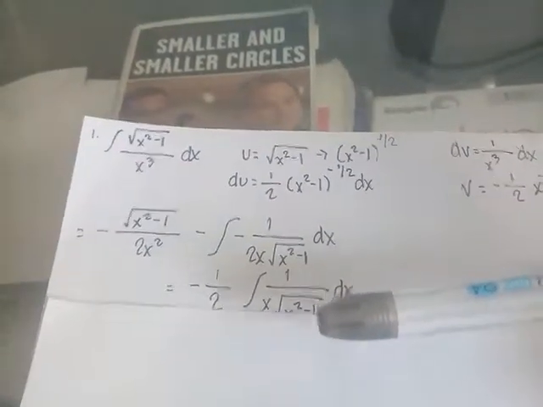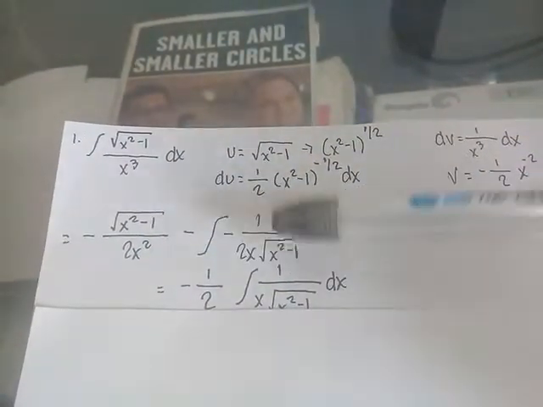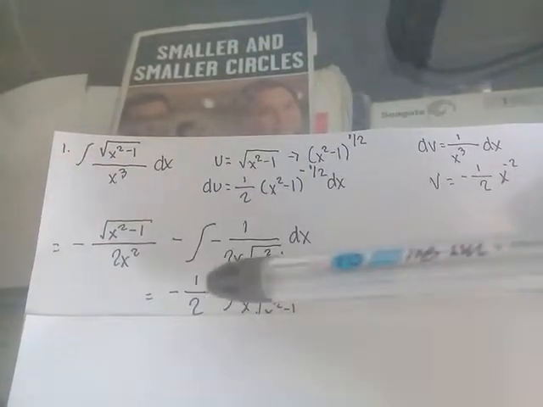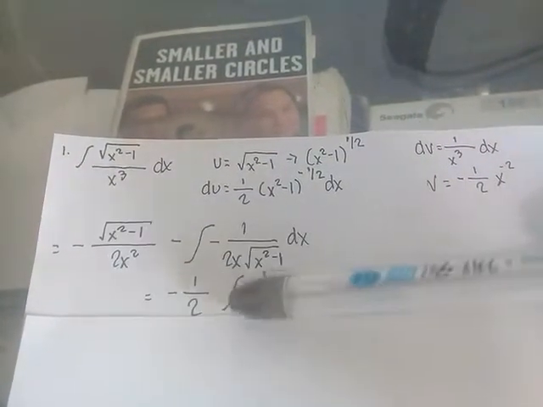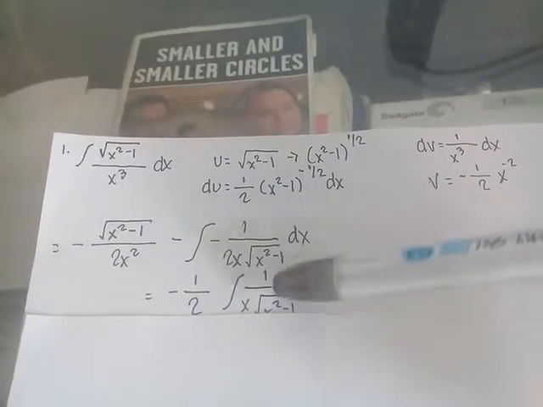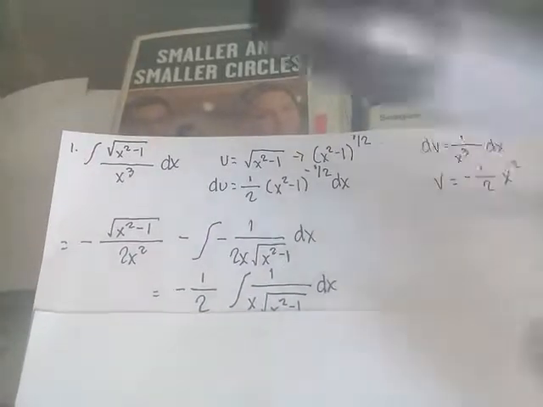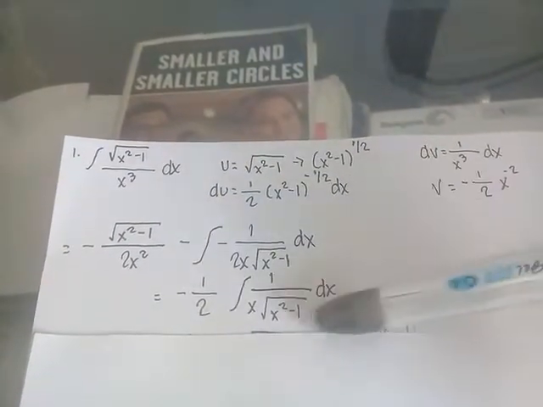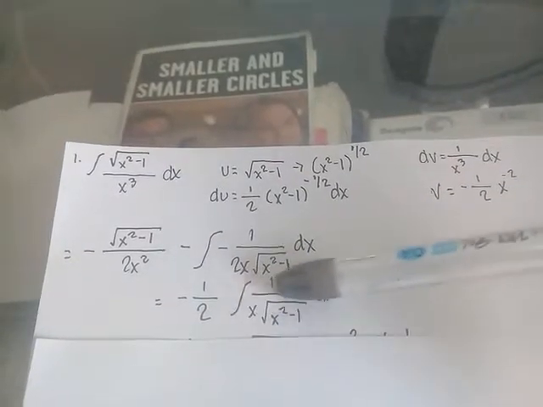We will get out the constant, so we will have negative 1/2. The remaining will be 1 over x square root of x squared minus 1 dx. So we will now use the u substitution to get rid of this one, to convert this into its u.